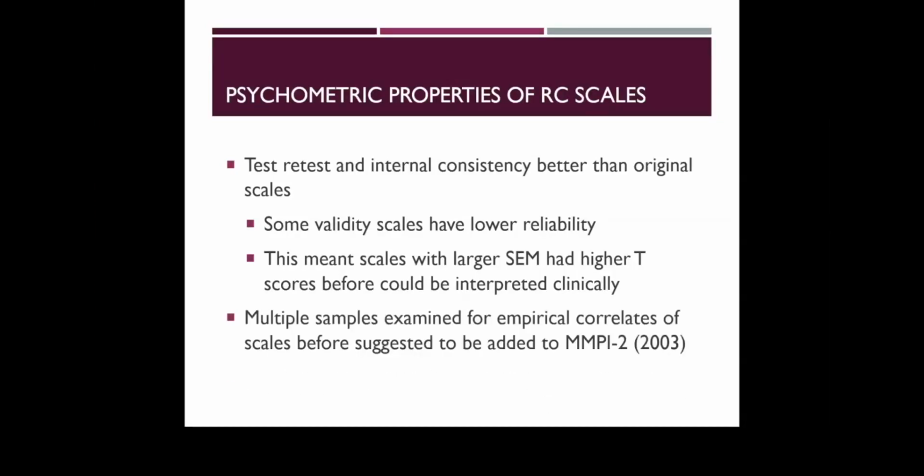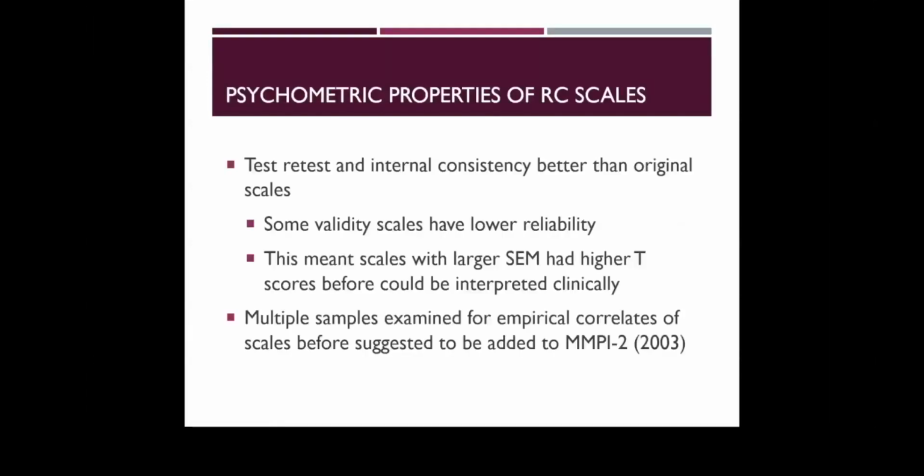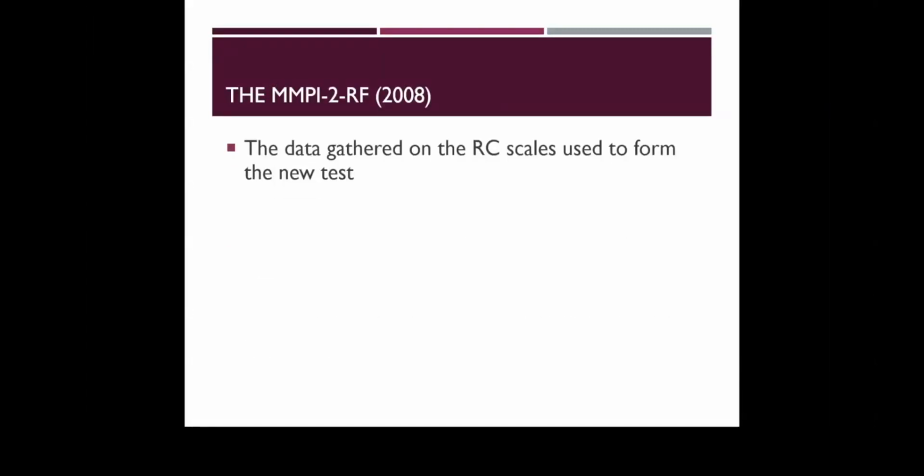And during this time, again, they were gathering empirical correlates of the scales, and then the new version came out around 2003. Or I'm sorry, around 2003, they were doing those studies. But 2008 is when they actually published it as a scale. So 5 years later. So the new, it's not new anymore, my goodness, it's already quite old. But when this came out, it was very new and very different. And they used these RC scales as the basis of what was called the MMPI-2 Restructured Form.